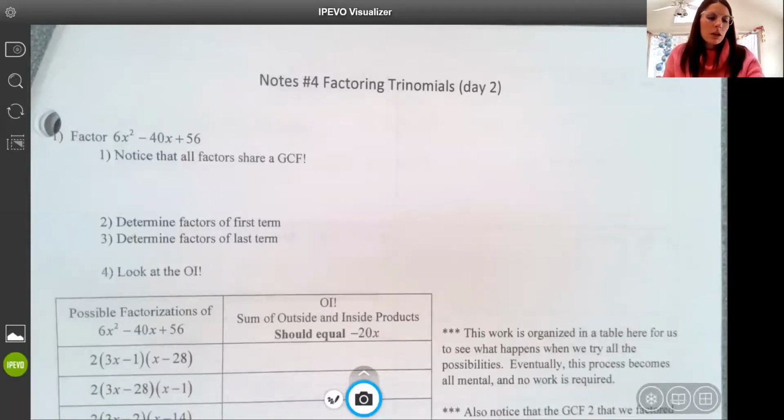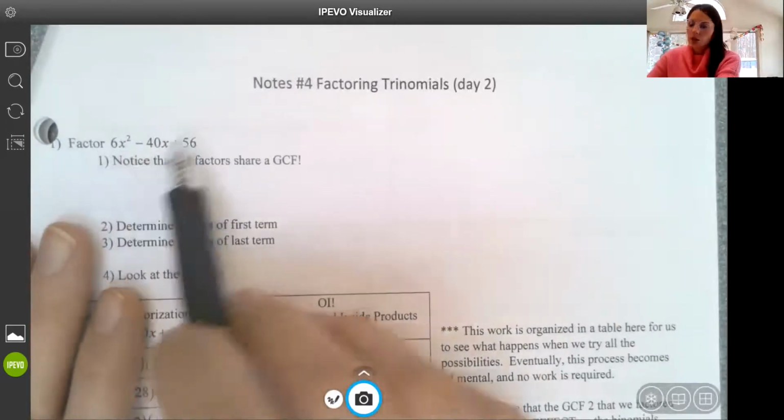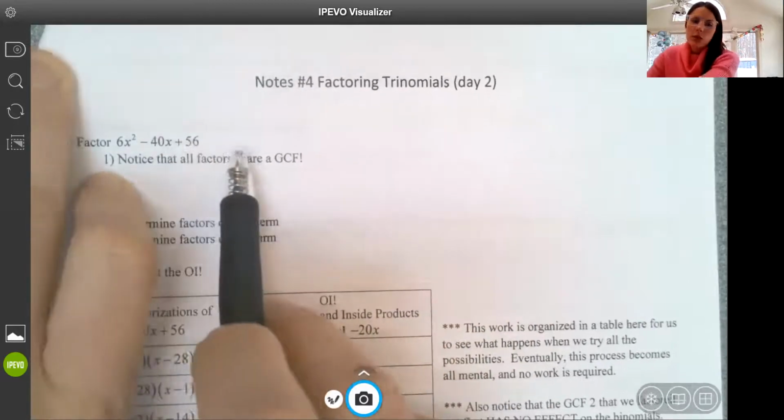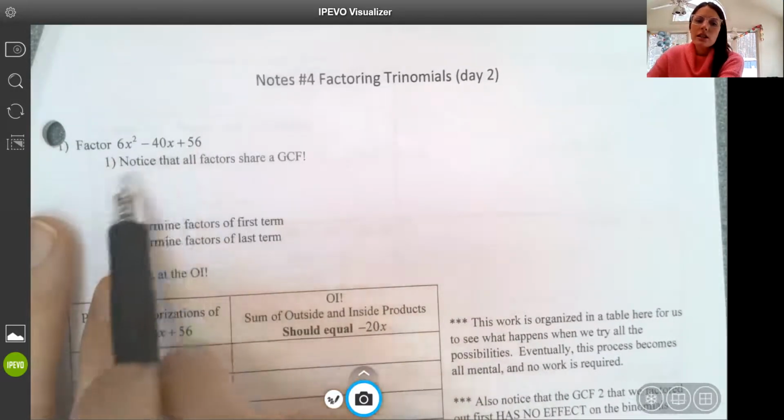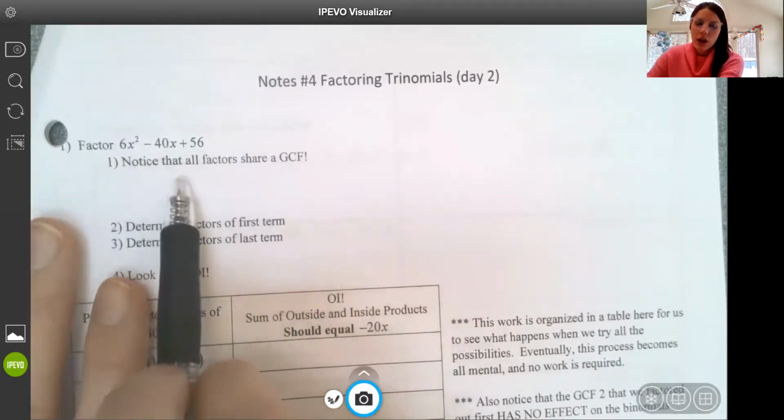Okay, so today we're going to continue factoring trinomials, so 3-term polynomials, but we're going to look at trinomials that have a GCF first, okay? So anytime we factor, when we started our first set of notes, when we talked about factoring out a GCF, I said it doesn't matter how far we get in factoring or how complicated factoring gets, we always should take out a common factor if it shares one across all of our terms.